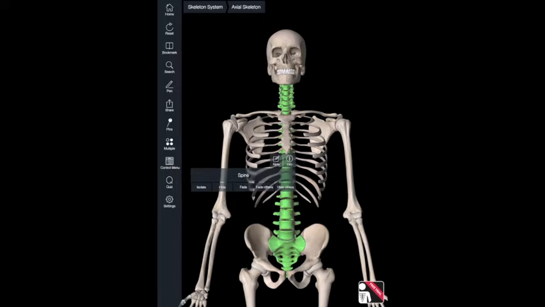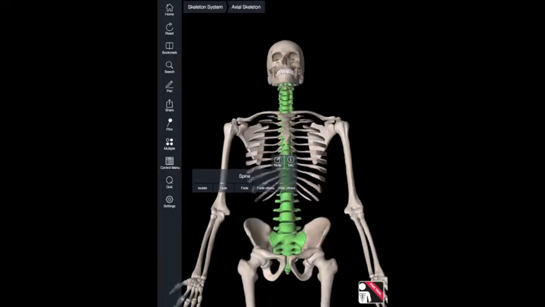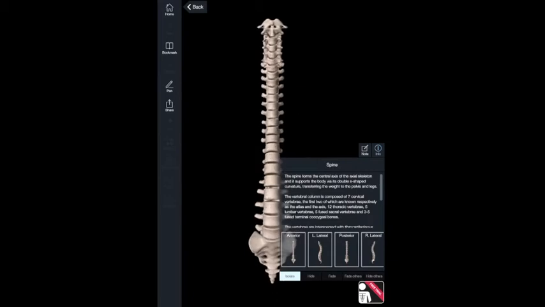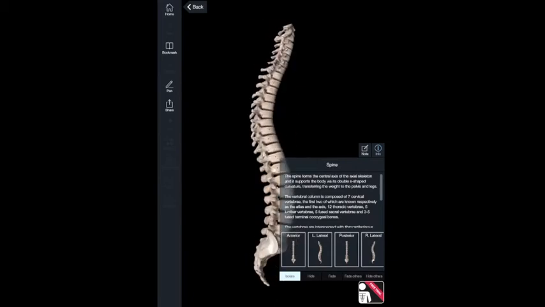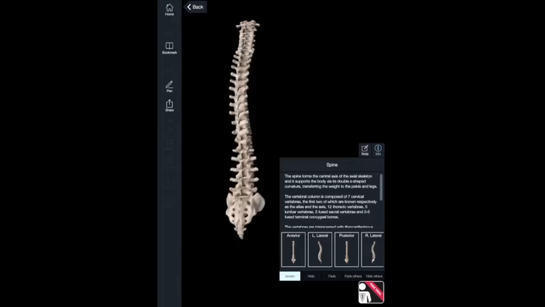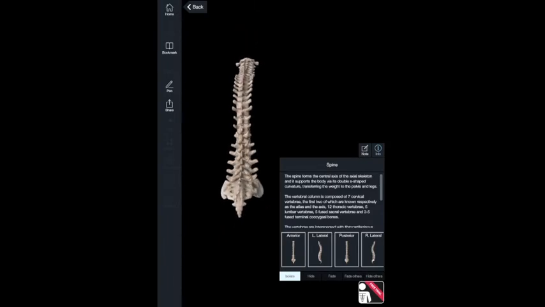So we're going to isolate the spine now. So we can isolate the spine here. And you can see the spine, if you're looking at everything here, there is a number of different vertebrae. How it really works is we have 7 cervical vertebrae. We're going to have 12 thoracic vertebrae, and then 5 lumbar vertebrae. Outside of that, you're going to have the sacrum, as you can see here, as well as the coccyx, which is this bone at the very bottom.